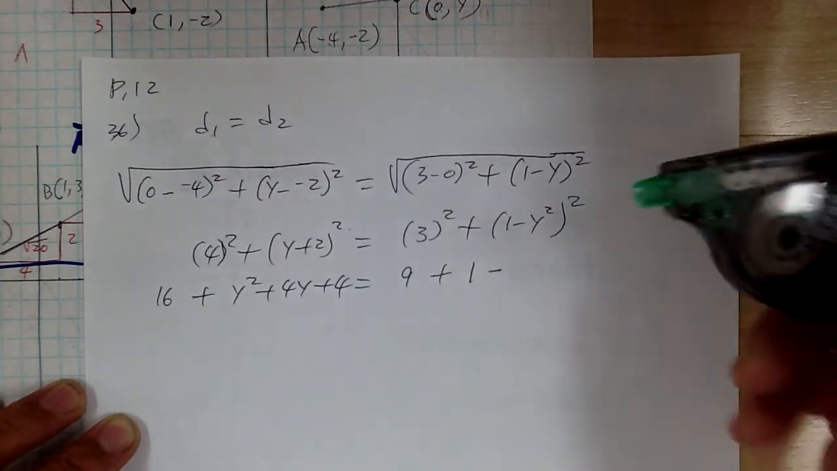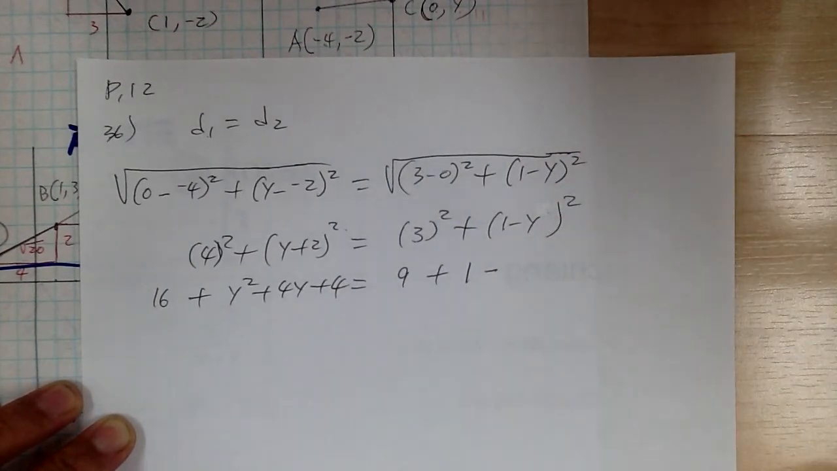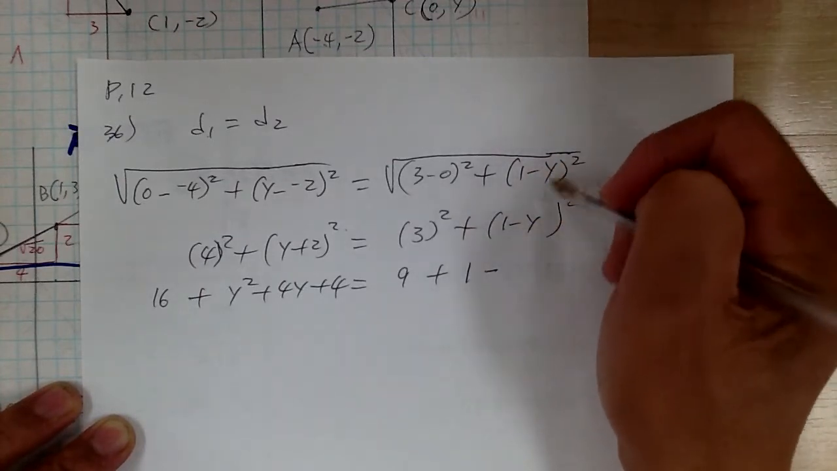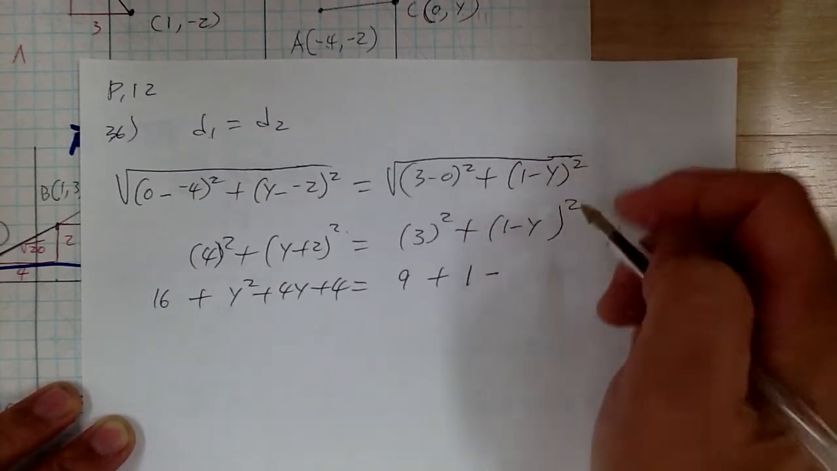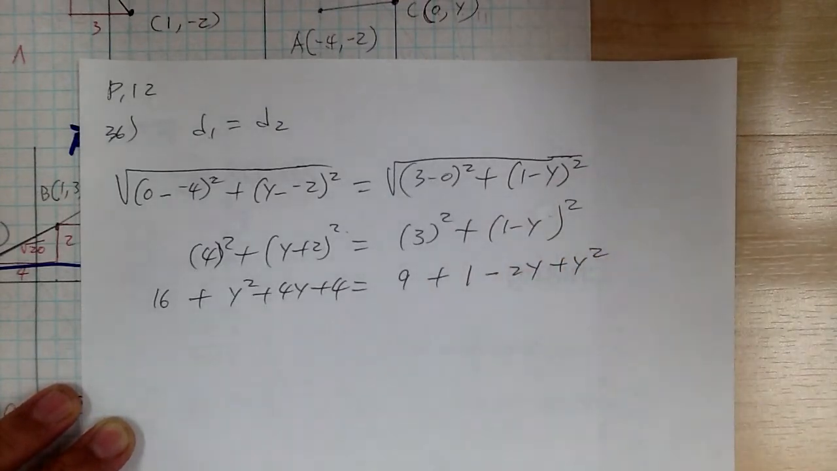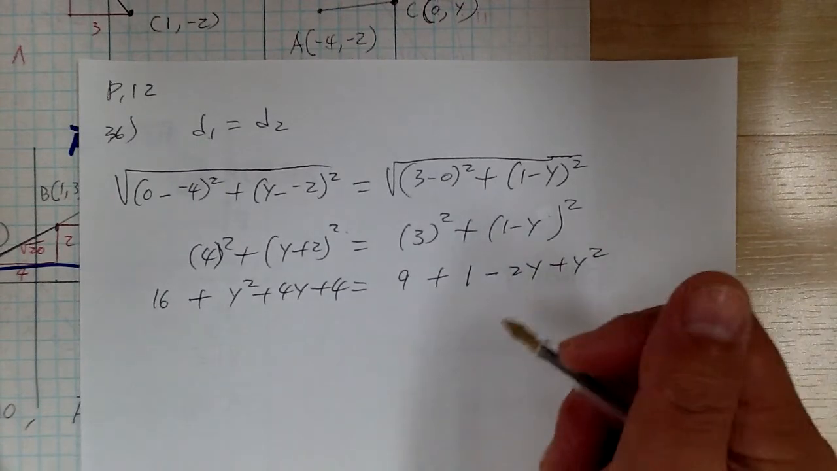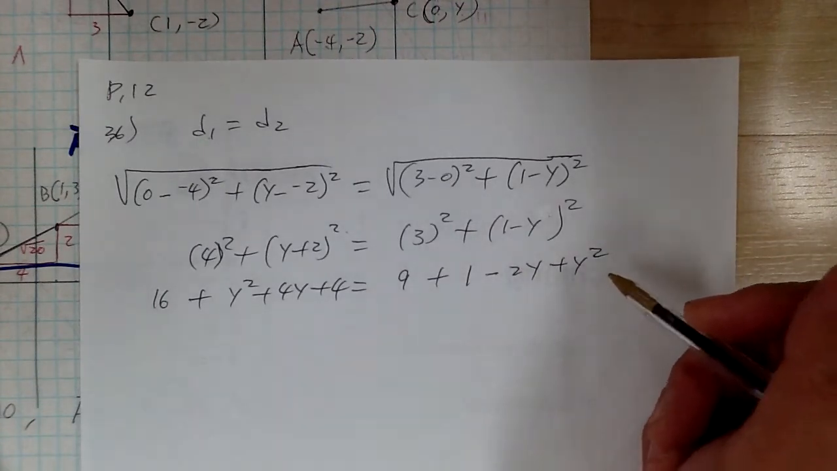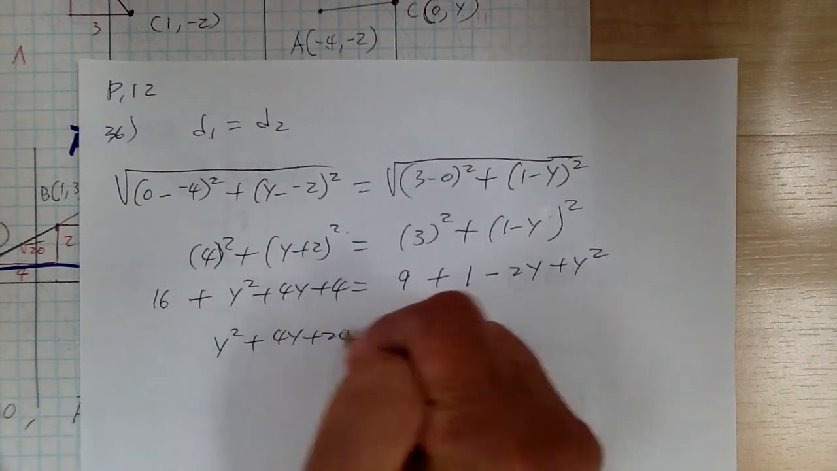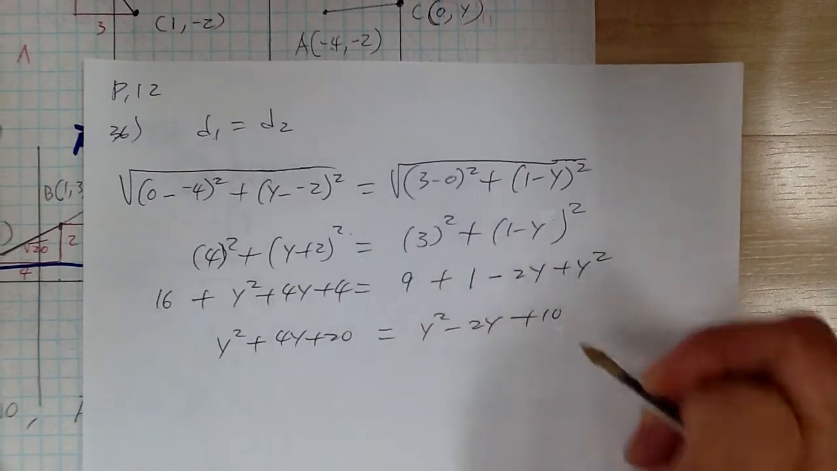not sure, I have a y squared over here. So be careful how you copy things. It helps you find mistakes very quickly. So it'd be minus 2y plus y squared. Now you're going to solve. That's going to simplify things a little bit. So you got y squared plus 4y plus 20 equal to y squared minus 2y plus 10.